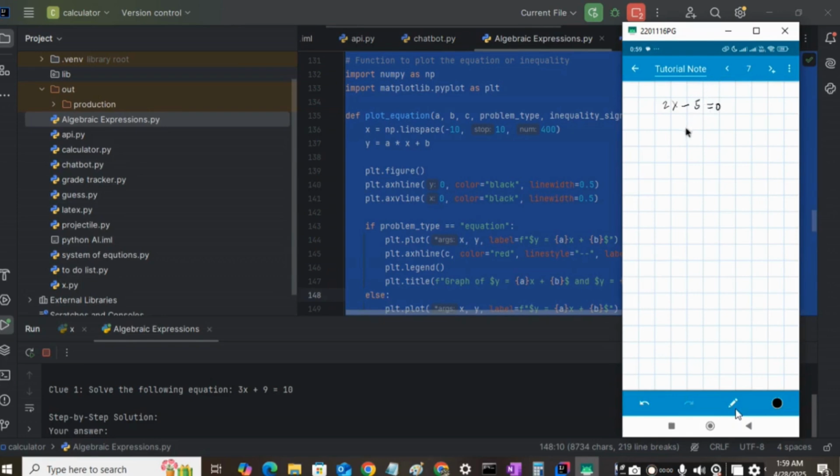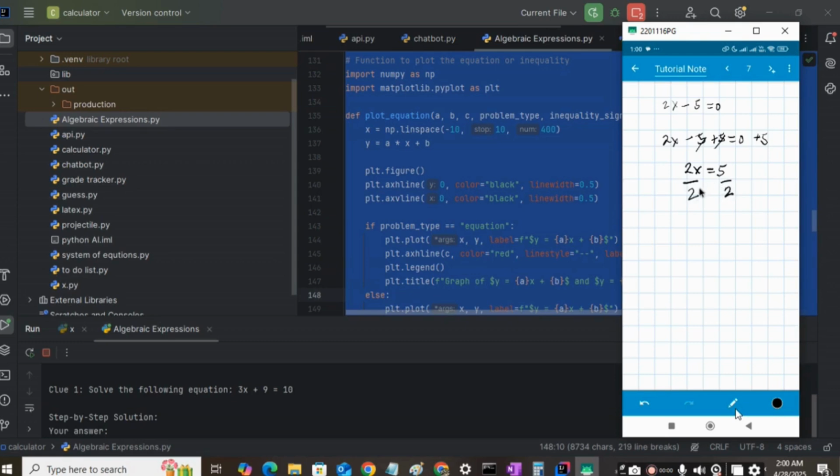As we have read from ChatGPT, we could add 5 to both sides. So it's essentially 2x minus 5 equals 0. We add the 5 to both sides, plus 5 and plus 5, so the 5 here will cancel out. Therefore we have 2x equals 5. Then all we need to do is divide both sides by 2.